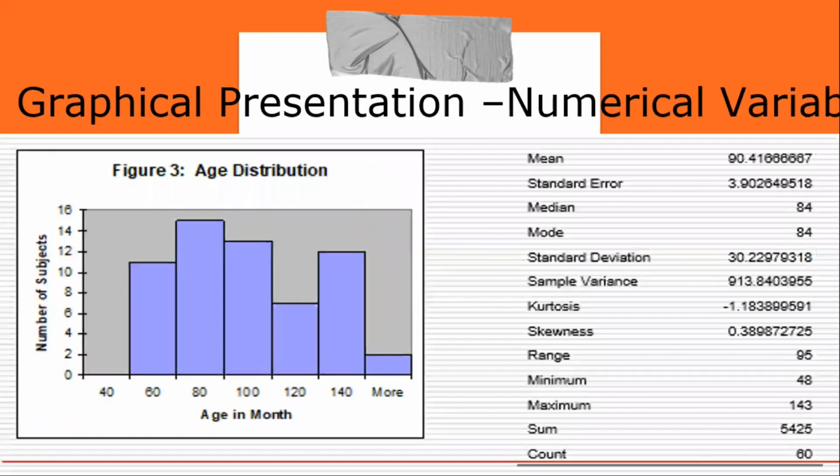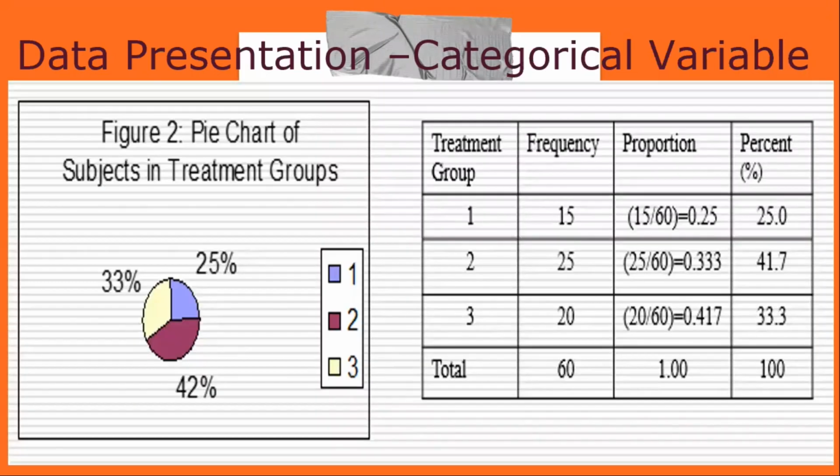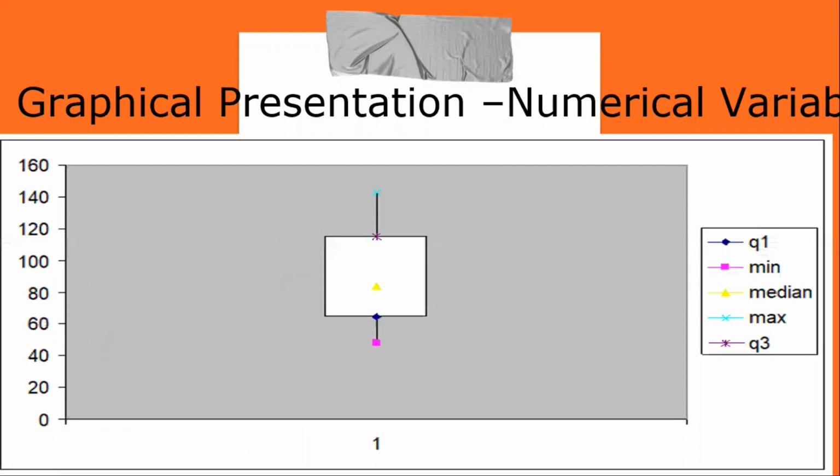Data presentation, categorical variable. Bar diagram lists the categories and presents the percent or count of individuals who fall in each category. Pie chart lists the categories and presents the percent or count of individuals who fall in each category. Numerical variable, histogram. Overall pattern can be described by its shape, center, and spread. The following age distribution is right skewed. The center lies between 80 to 100. No outliers. Box plot describes the 5-number summary.